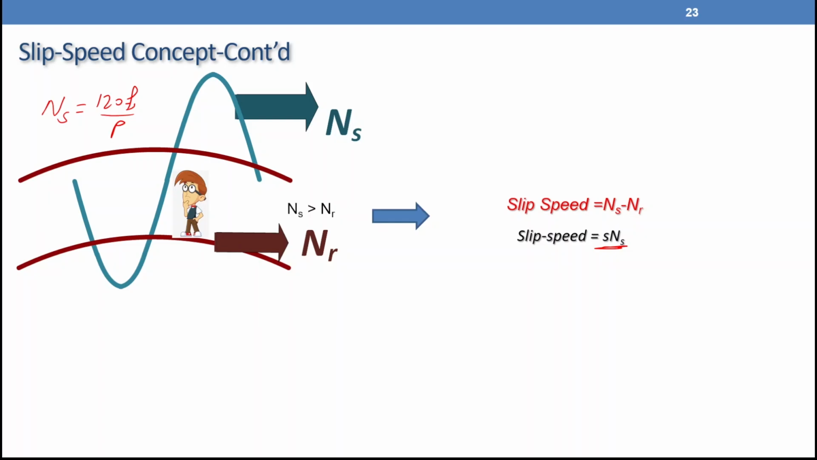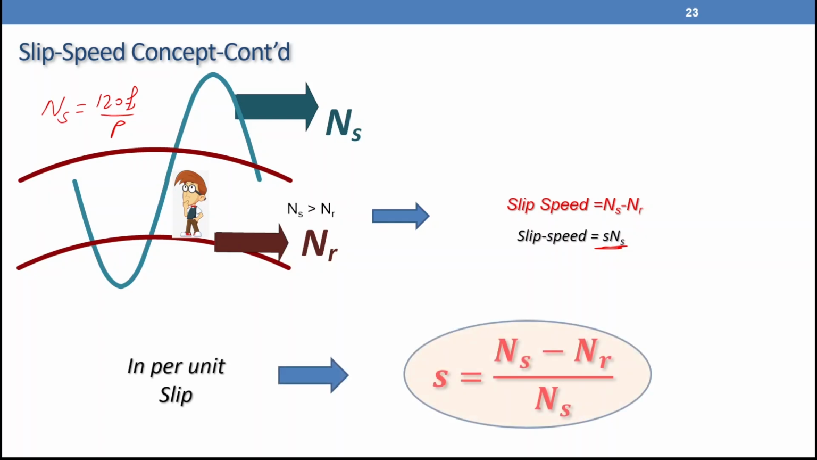So if we arrange that in per unit or percentage ratio, we can write that S equals (Ns minus Nr) over Ns. Ns is in RPM, Nr is in RPM, so S will be unitless. Or we can write it as a percentage or a ratio between the slip speed and the synchronous speed.